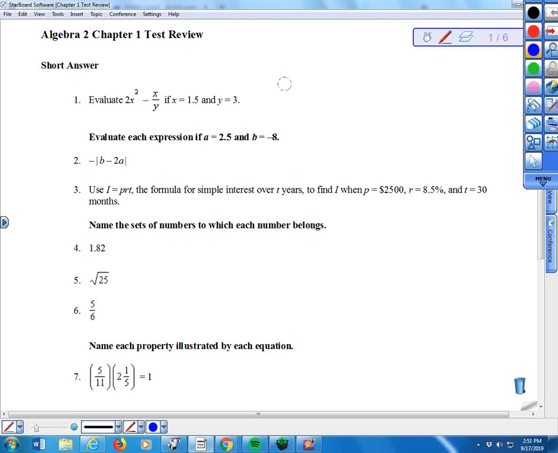Okay, so the first thing we do is plug in 1.5 for x. So it'll be 2 times 1.5 squared minus 1.5, over 3. And then just simplify.